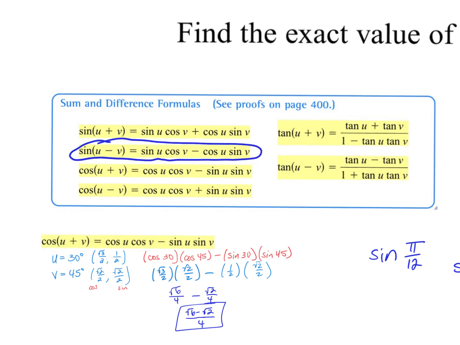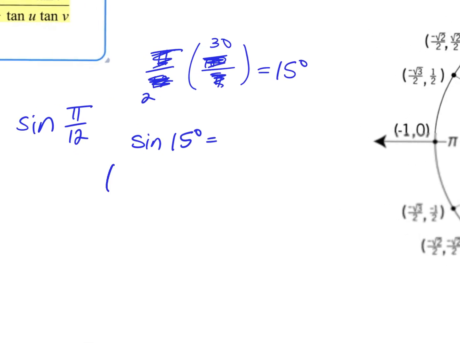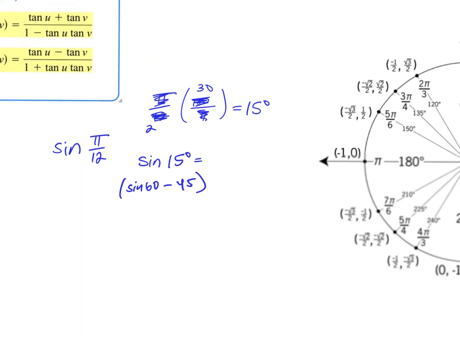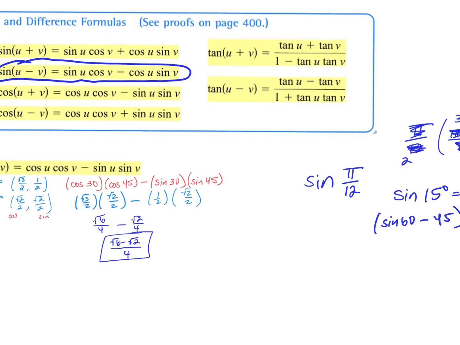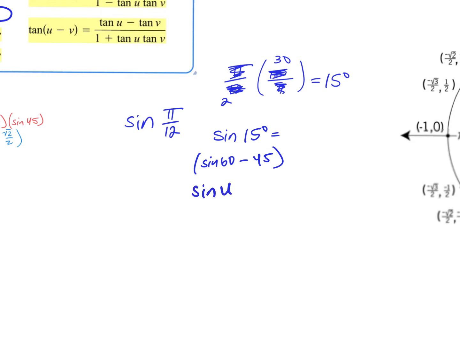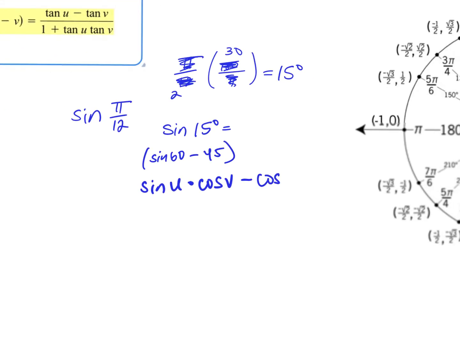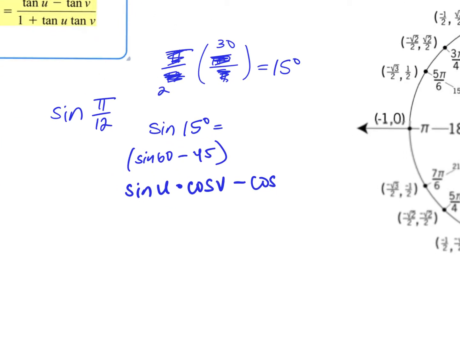The second formula, right? So I'm going to write it out. I'm going to say sine 60 minus sine 45. I'm just going to write this just so I know which formula I'm using. So help me out, guys, so I fill this in correctly. It's sine u times cosine v, right? Minus cosine u times the sine of v. That's the biggest thing right there, is make sure you write your formula down correctly.